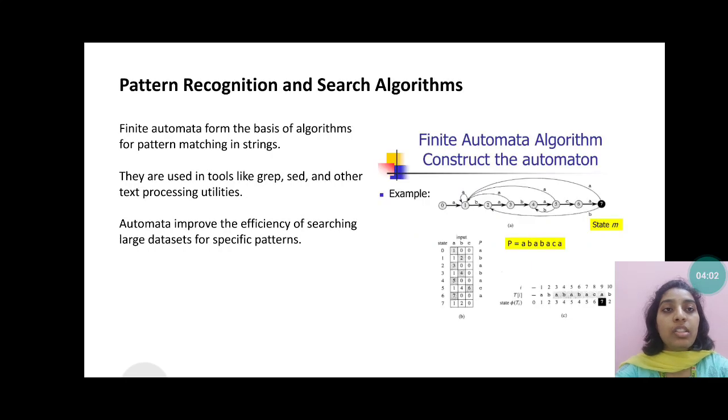Pattern recognition and search algorithms. Finite automata form the basis of algorithms for pattern matching in strings. They are used in tools like grep and other text processing utilities. Automata improve the efficiency of searching large data sets for specific patterns.